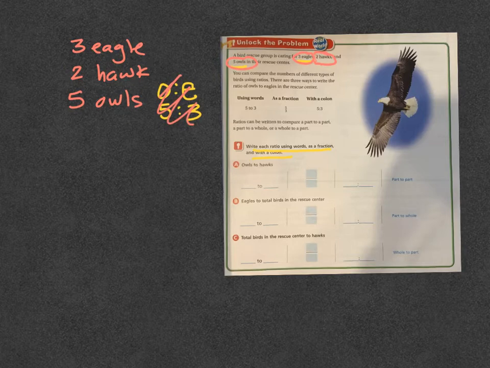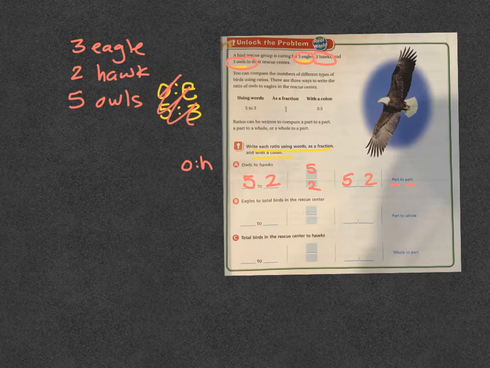It helps. Okay, they want me to compare owls to hawks. I'm going to use the initials, owls to hawks, so I make sure I put them in the right order because it's very frequent that they get switched up. All right, so how many owls do I have? I have 5. How many hawks do I have? I have 2. 5 to 2 ratio. We're comparing a part to a part.